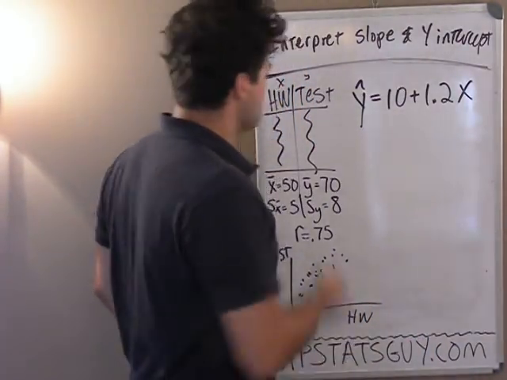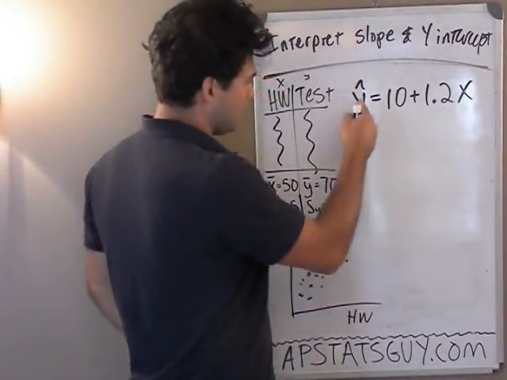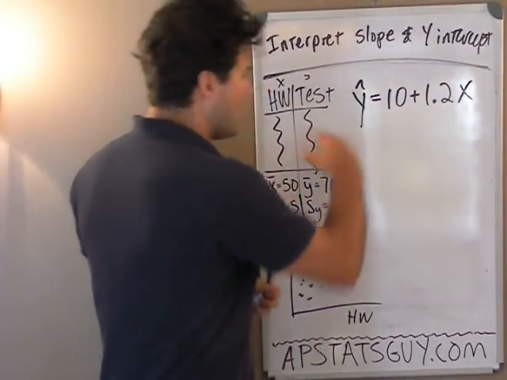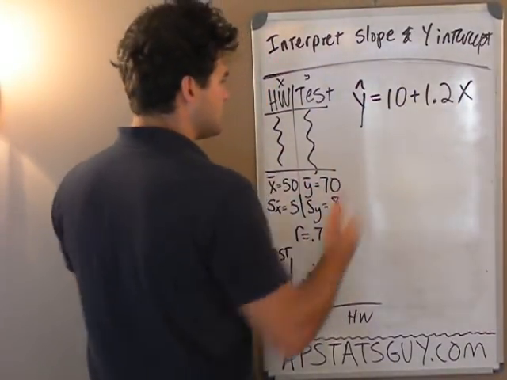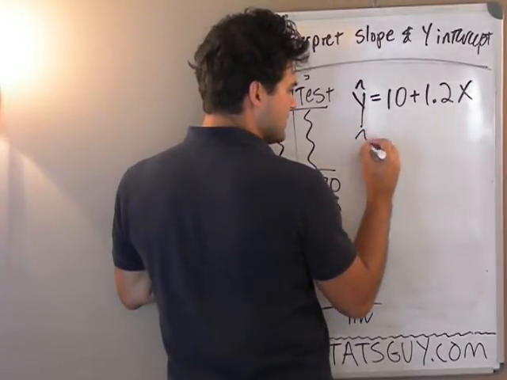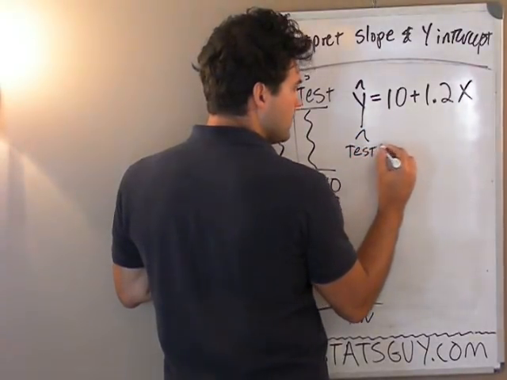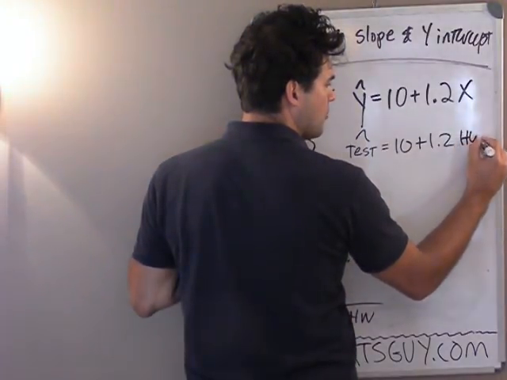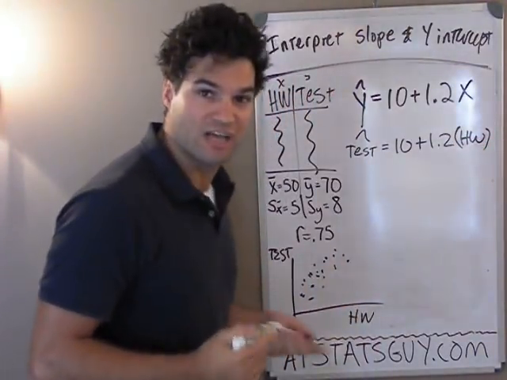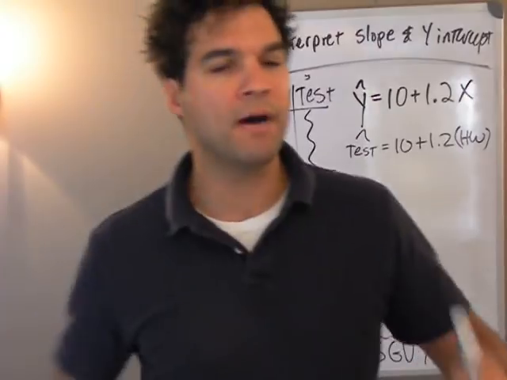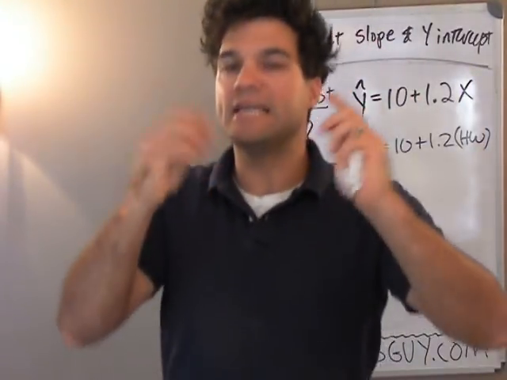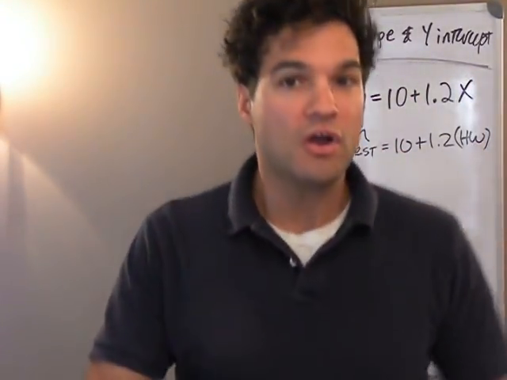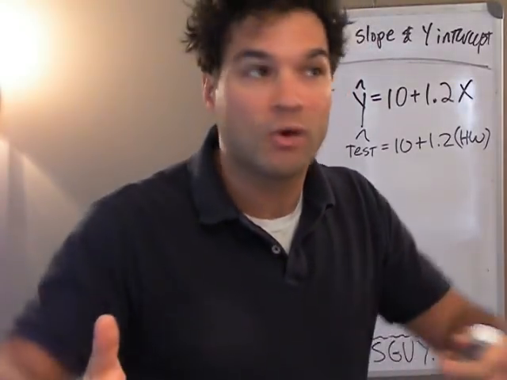I'm trying to see if I can predict test averages, y, from homework. So I'm going to rewrite this quickly like this. My predicted test average is simply 10 plus 1.2 times my homework average. Now it's in kind of context. But this is the beginning of realizing that this formula tells a story of what's kind of happening.